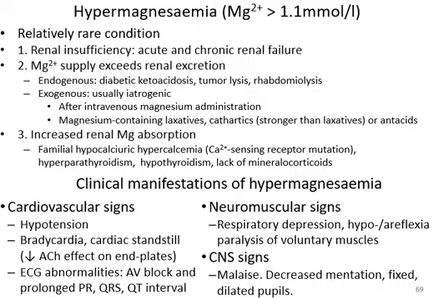up as well. Clinical manifestations of hypermagnesemia are related to inhibition of cardiovascular and neuromuscular functions of calcium, so hypotension, bradycardia are the typical signs, and neuromuscularly muscle weakness, even paralysis of voluntary muscles, respiratory depression and hypoventilation, while in the CNS lassitude, malaise, decreased mentation, vertigo, nauseation, vomiting, and ultimately coma.